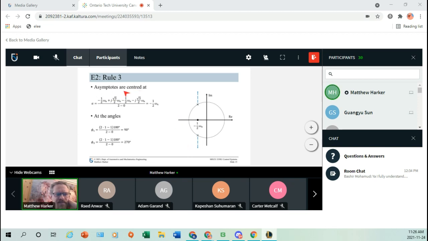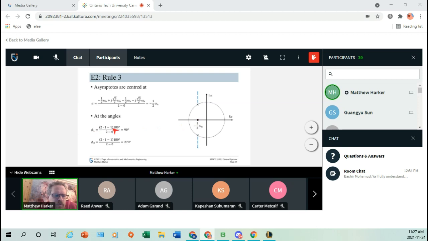Rule 3, we have asymptotes, and they're centered at that point alpha, which we get by plugging the poles and zeros into this formula. Our n is equal to 2 and m is equal to 0. So not surprising that this point will show up right here between the two poles. So that's the center point of our asymptotes, and equivalently the branch point of the loop transfer function.